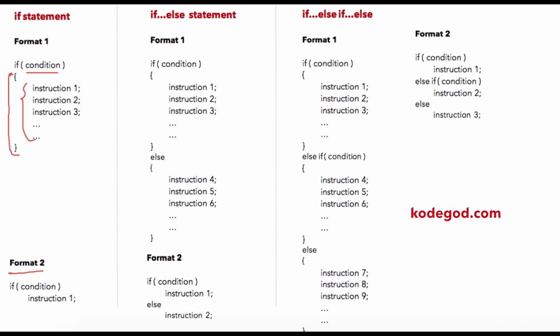Now let's talk about format 2. If my if block has a single instruction, I can exclude writing curly braces. So we can just simply write my condition and the instruction. So this instruction will only get executed if the condition is true.